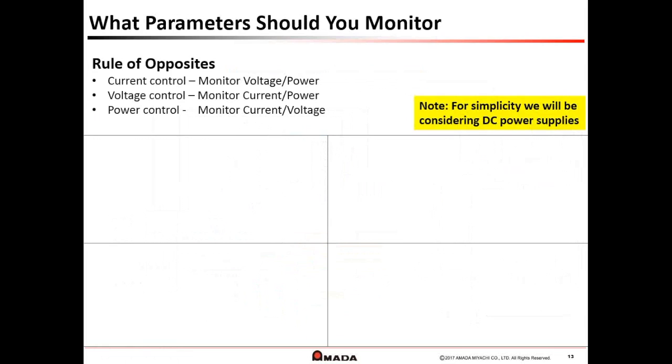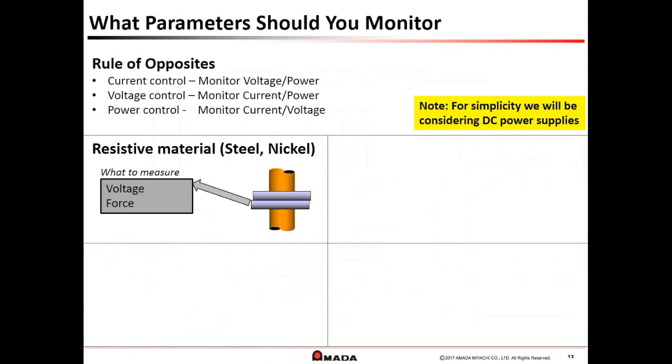The same goes if I'm running in constant voltage mode or if I'm running in constant power mode. We want to monitor that parameter that's not being controlled by the power supply. And down here we have some diagrams of different materials and part geometries. Here we have flat-to-flat steel. We want to monitor the voltage because steel is quite resistive, and we're going to have quite a change in the voltage. We want to monitor the force, keep a close eye on that.